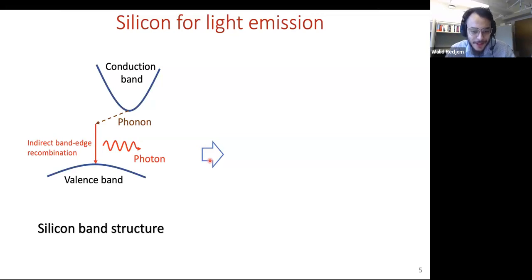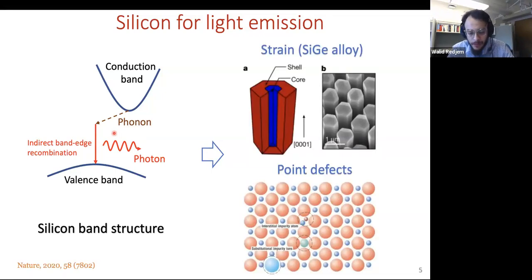You know that silicon is a very bad light emitter. And that's one of the drawbacks of silicon. And this is because of the indirect gap. We necessarily need exchange of a virtual phonon to emit a photon. And that's a very big problem in terms of efficiency of emission. And so there are many ways to overcome this. The main one is to use strain or silicon germanium alloy, which is very promising.